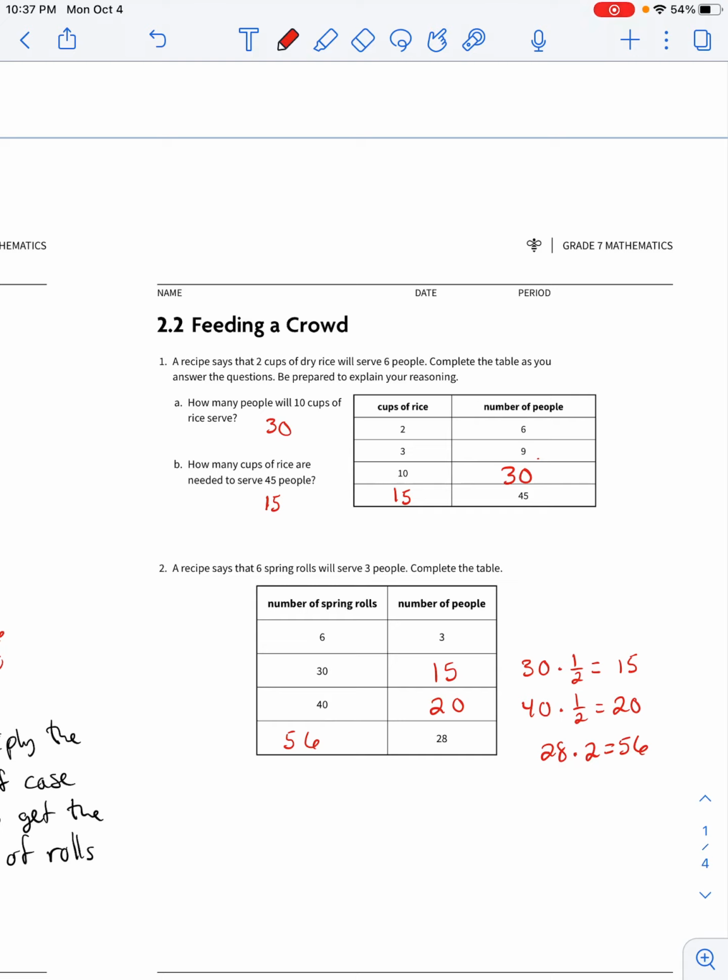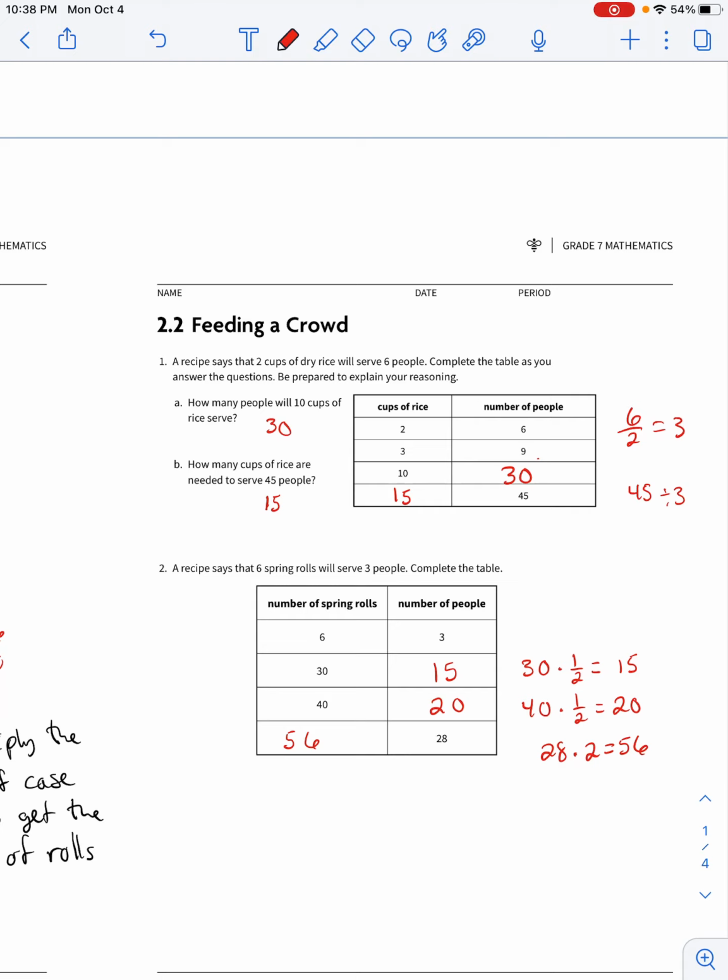Then, how many people will 10 cups of rice serve? Well, in 10 there are 5 2s. So you'd multiply 6 by 5 and you get 30. And if you take 6 divided by 2, you get 3. What you'll see is you're actually multiplying the number of cups by 3 to get your number of people to serve. For the last one, you're given the number of people to be served, 45. So instead of multiplying, you divide by 3, which gives you 15. So 15 cups is what you need to feed 45 people.